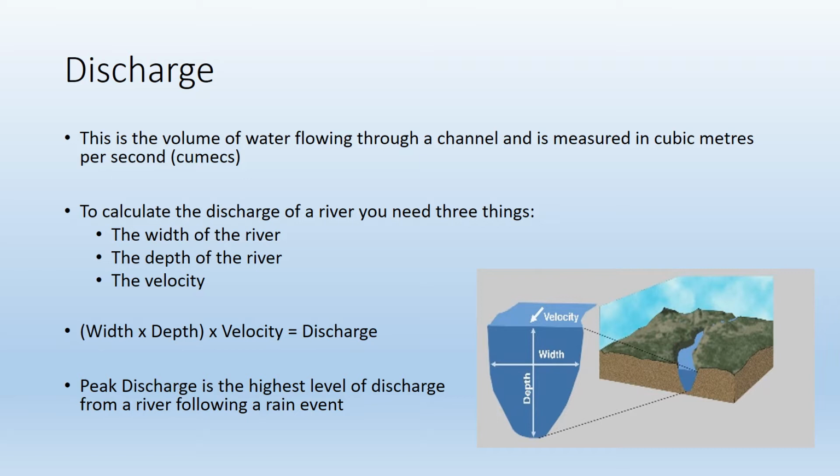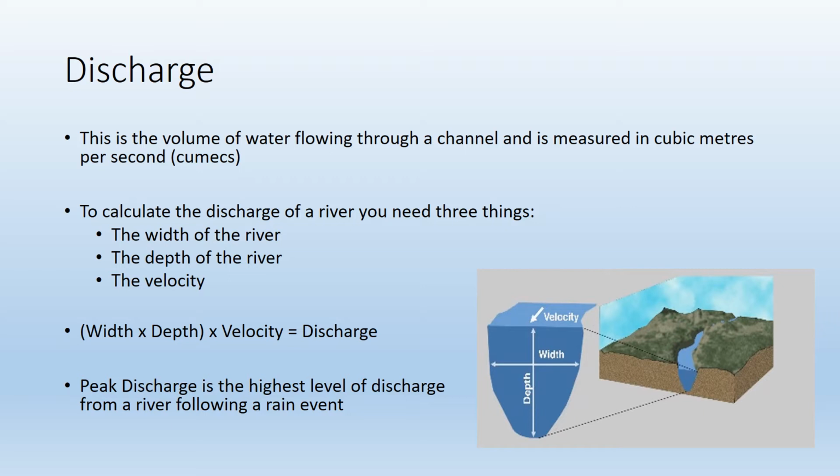So if you're going to calculate the discharge of a river, you need three things. You need to know the width of the river, the depth of the river, and you need to know the velocity, so the speed the water is travelling at. Once you've got those three things, then you can calculate the discharge, the cumecs. So you do your width times your depth to give you the area, and then you times that by the speed, the velocity, and that would then give you the discharge.